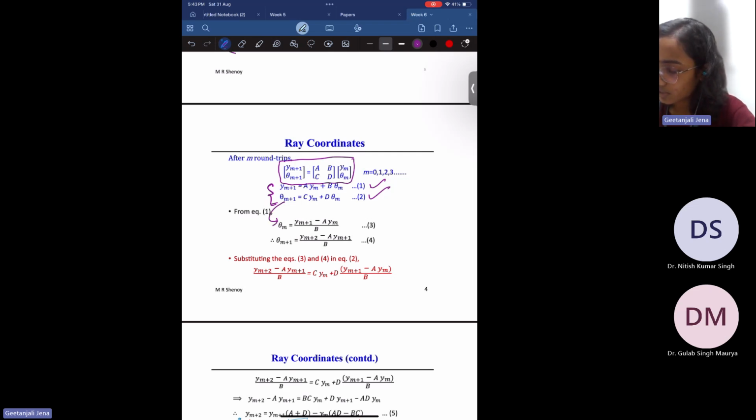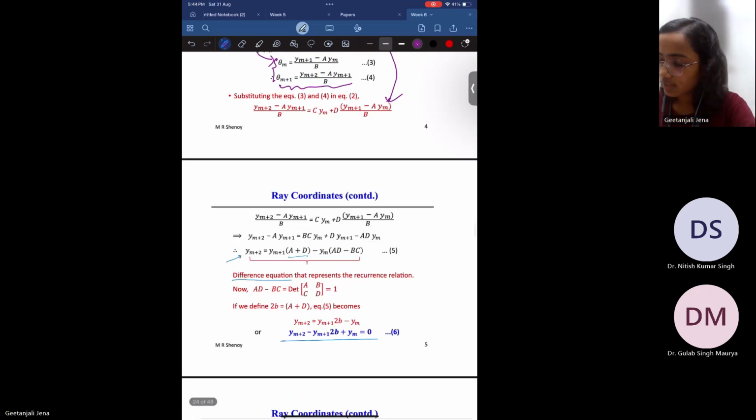And from this one you can take theta m, okay. So theta m is calculated from here, from this first equation. You can calculate theta m, it is Ym plus 1 minus A Ym divided by B. So theta m plus 1, you can also write it by just replacing m by m plus 1. So this theta m plus 1 will be Ym plus 2 minus A Ym plus 1 divided by B. Now you already got how theta m and theta m plus 1 are related to Ym plus 1 and Ym plus 2. So you just have to put it in equation 2 to find the final expression. Okay, I think these all are clear.